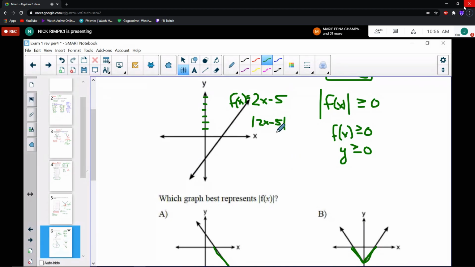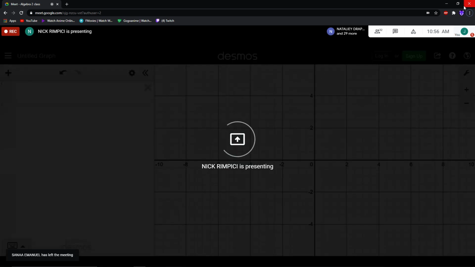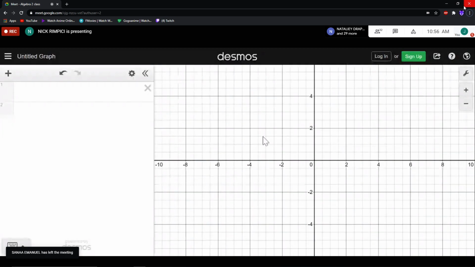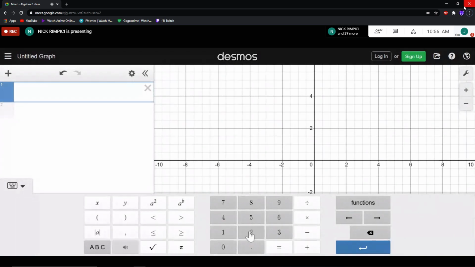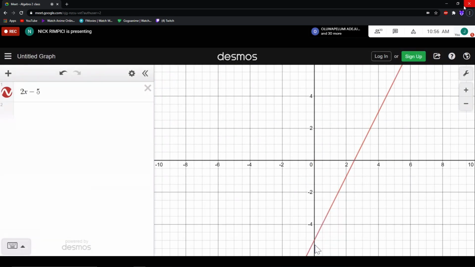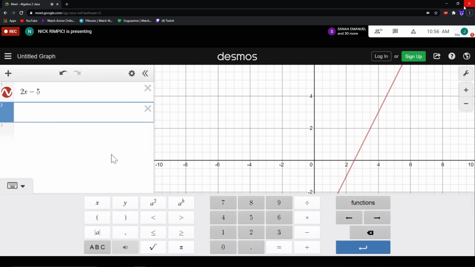2x minus 5 and absolute value of 2x minus 5. Let's take a look. Desmos should be opening. Hopefully you can see it at this point. Okay, it looks like you can. So I'm going to look at 2x minus 5. That's the original function. And that sort of looks like the function that I gave you, right? That sort of looks like just a line. It looks about right. And then I want to compare that with the absolute value of 2x minus 5.